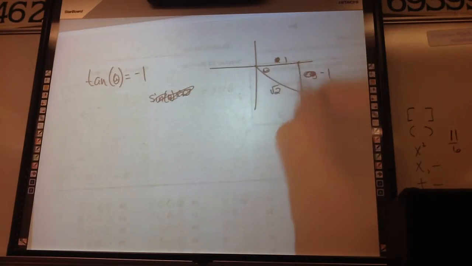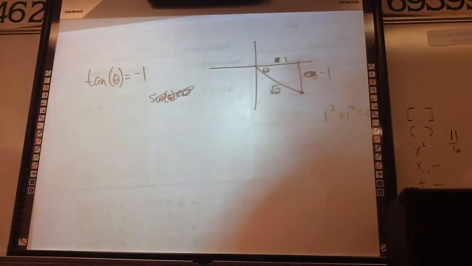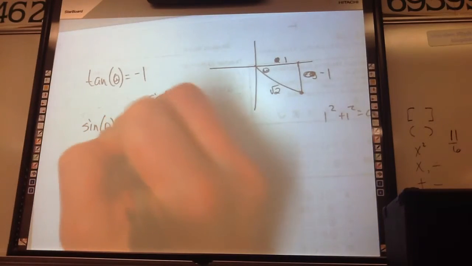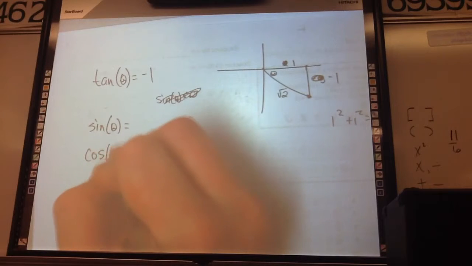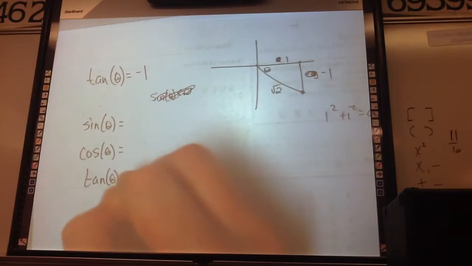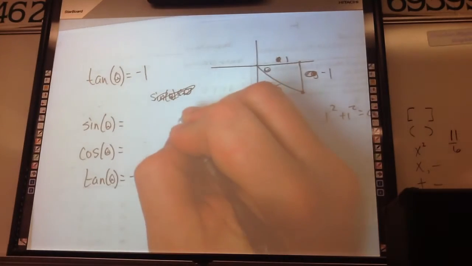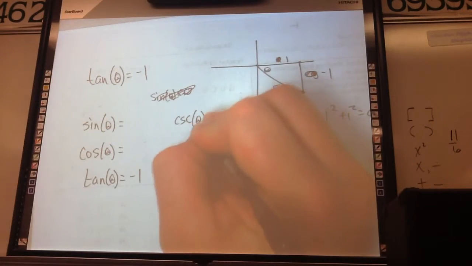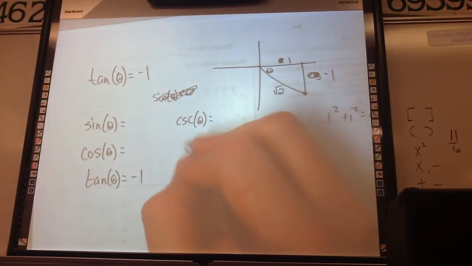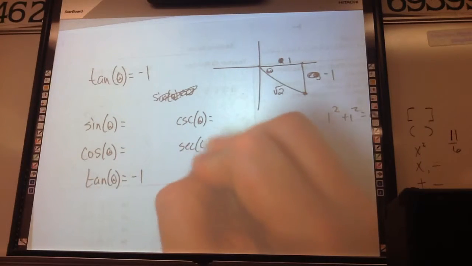Now I have a triangle here that satisfies all of the conditions. So now I can figure out the actual sine of theta and the actual cosine of theta. I know the tangent of theta because that was given to me. It's -1 over 1, and you just want to write -1. And now I can get the rest of these.